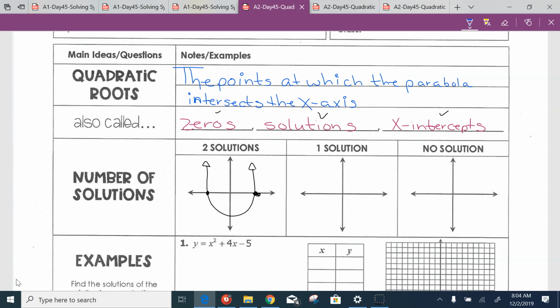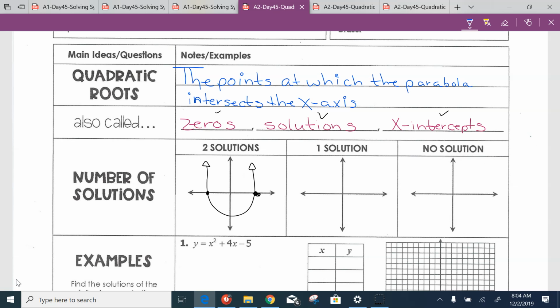So today we began reviewing quadratic graphs, quadratic equations, and more specifically their graphs today for this video. Now, beginning with some basic ideas and definitions. First, we have what are quadratic roots. So the points you get when you make the graph, which is a parabola, wherever it intersects the x-axis, that is what we call a quadratic root.